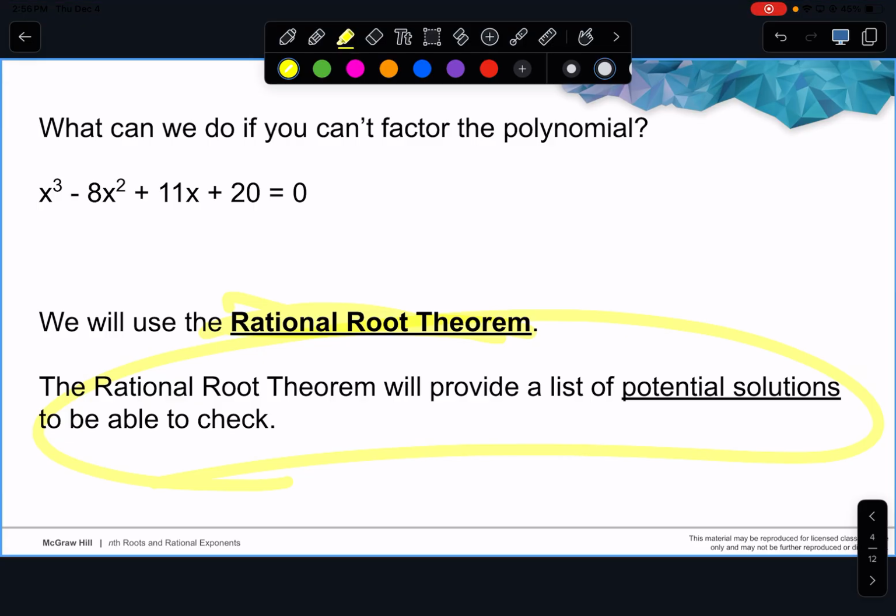Now, I'm not going to have like a vocabulary quiz where you have to tell me rational root theorem is blah, blah, blah, okay? But you need to know what it's called.